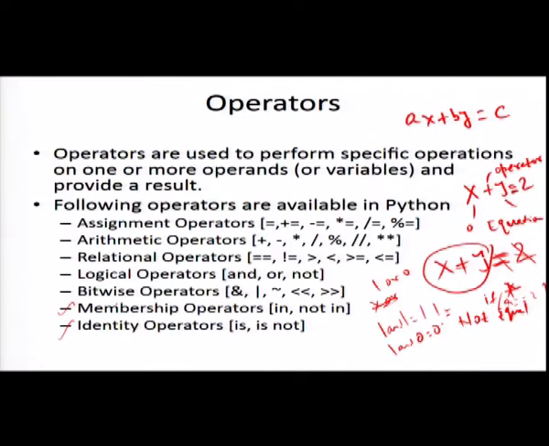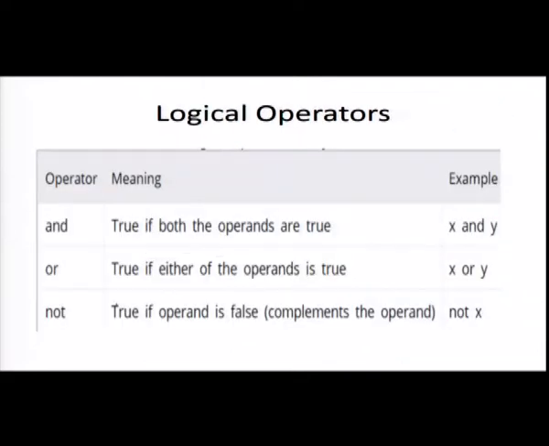Then let us see, we have seen in the previous slide the assignment operator, arithmetic operator, and relational operator. Now let us see the logical operator in detail. As I said, and, or, and not. And it will be true if both the operands are true. If both x and y are true, the answer is true. Or operator, it will be true if either of the operands is true. If either x is true or y is true, then the result is true.